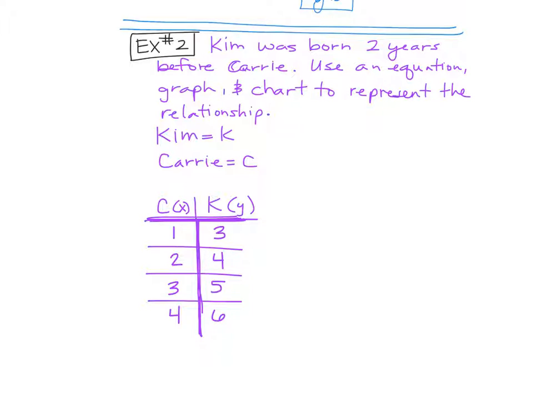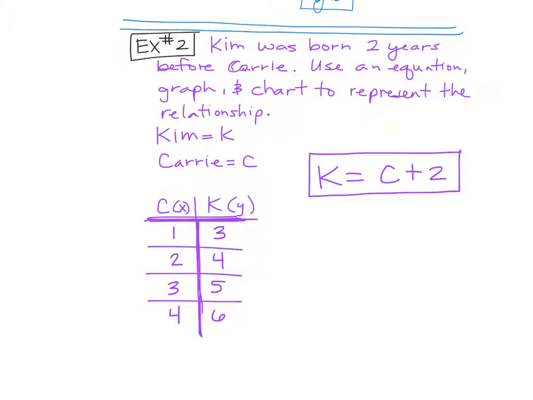Now, if you wanted to start with the equation, that's totally fine too, and I'll show you how you could have done that differently than for your chart. Can anyone tell me an equation using K and C? So we would say K equals what? Plus 2, right? Kim equals Carrie plus 2. So the equation they're looking for is this. Now, if you start there, if you want to find that equation first, because it says she was born 2 years before Carrie, you come up with the equation.